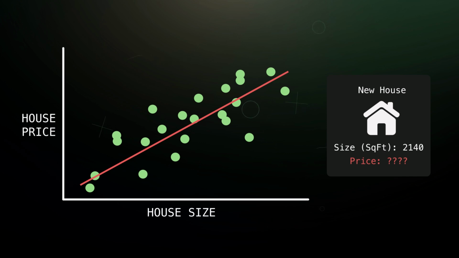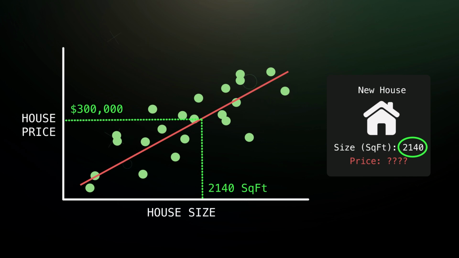So if we have our regression line that best fits the data here, we can use this regression line to make a prediction of a new house price based on the new house size. For example, if we know the size of the new house is 2,140 square feet, we can use a linear regression model to predict that the house price would be around $300,000. We have used our independent variable of house size to predict our dependent variable of house price. So those are the absolute basics of how a simple linear regression works.